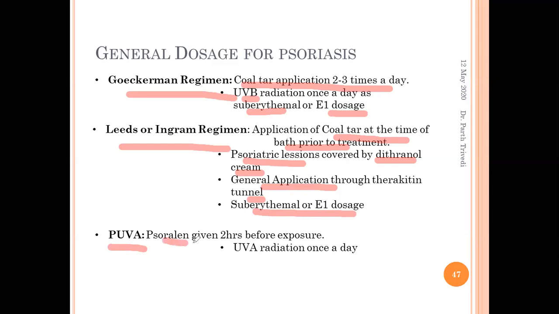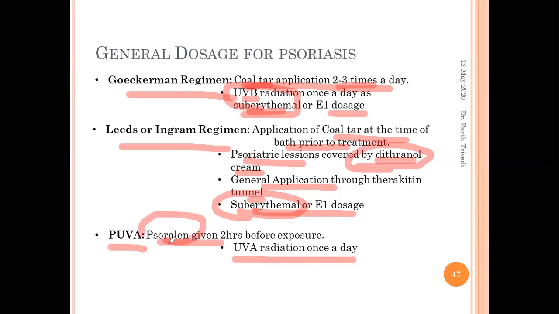And in PUVA, psoralen is given 2 hours before the exposure, and UV radiation once a day. Generally even dosage is given, and at most E2 dosage. If you are giving even dosage, you can give it almost daily, and if you are giving E2, you can give it on an alternate-day basis. So very important: coal tar application 2 to 3 times a day with suberythemal dosage. Here also suberythemal dosage, but with inclusion of dithranol cream, and here psoralen is given.